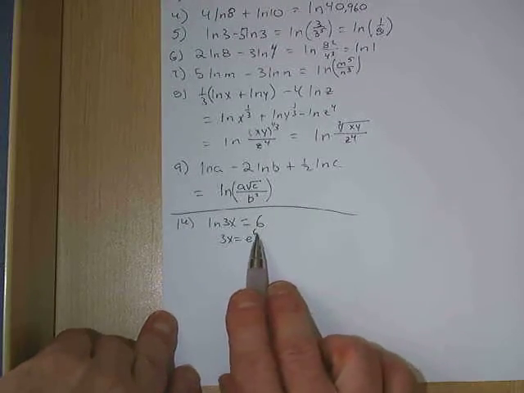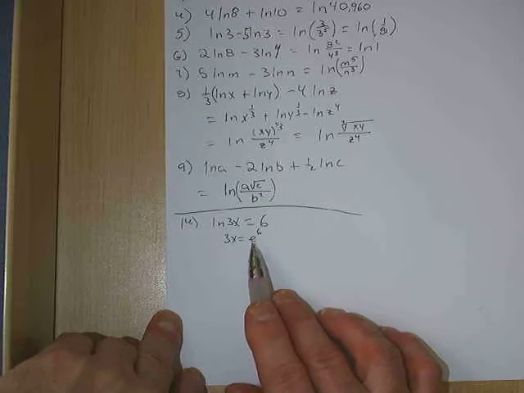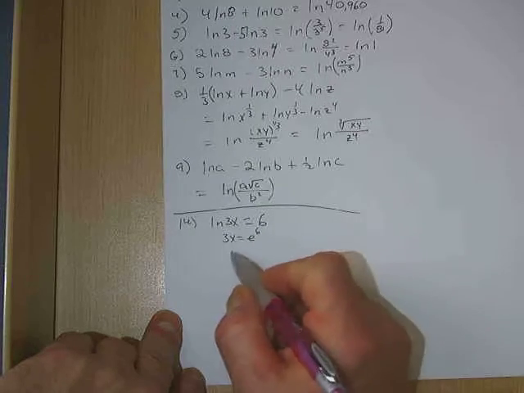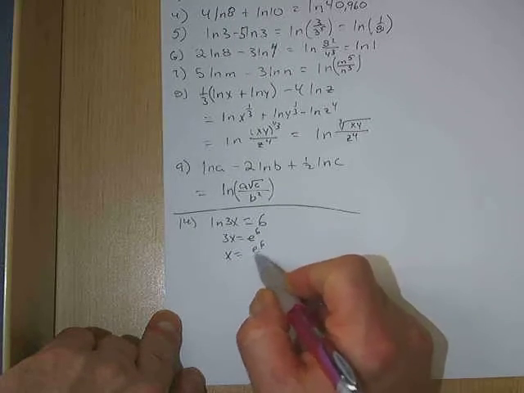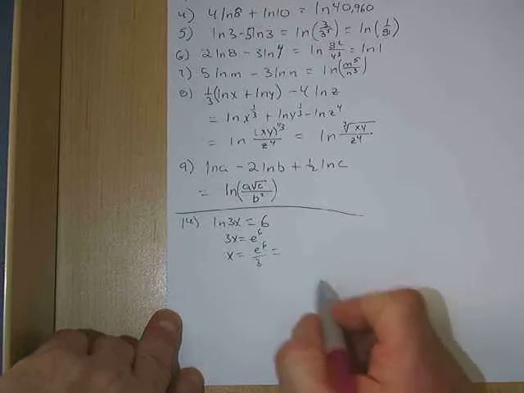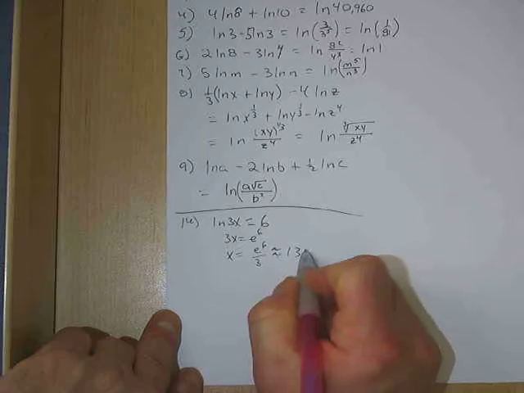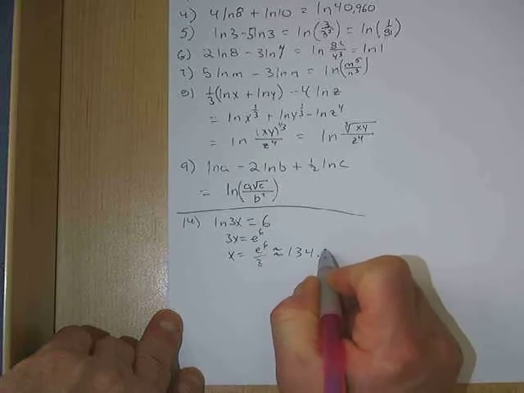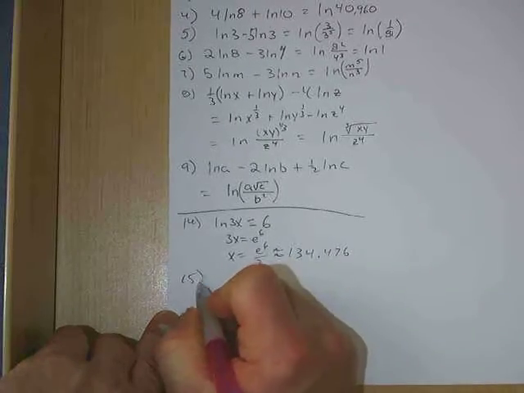E to the 6th is just a number. It's an ugly number, but it's just a number. Solving for x, I get e to the 6th over 3, which ends up being about 134.476.